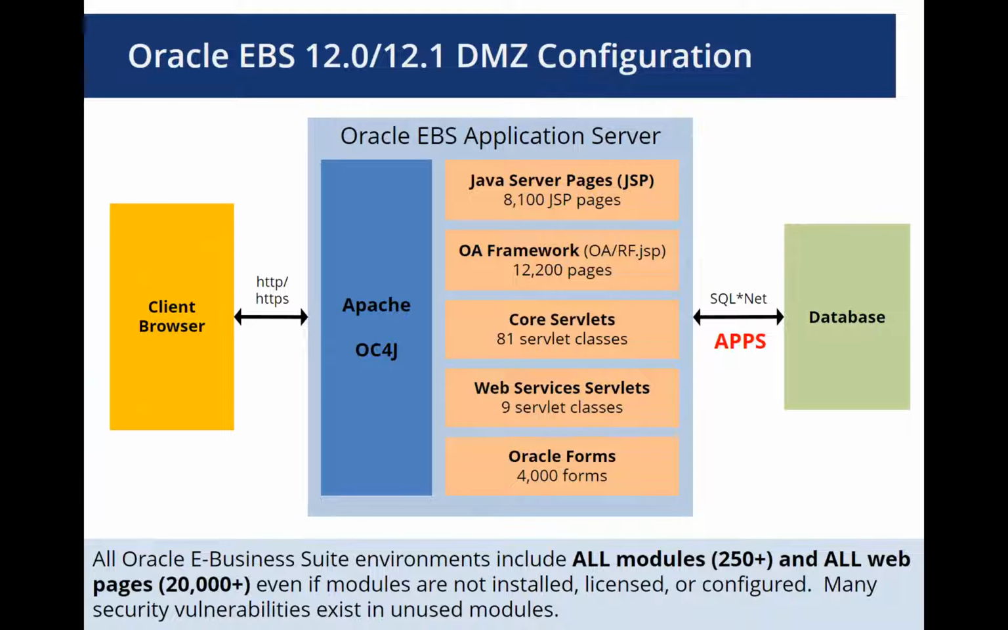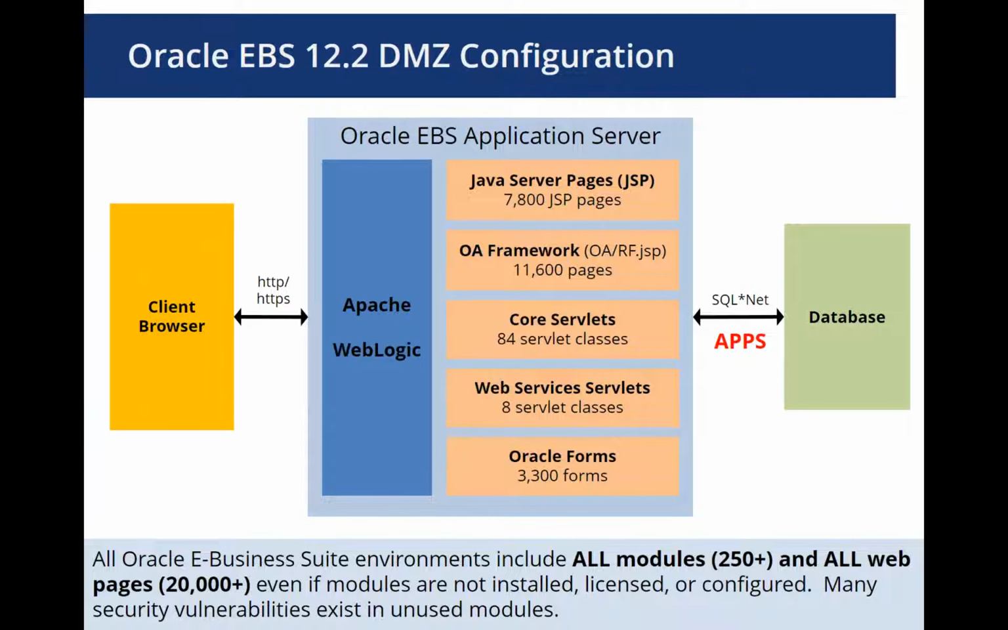This diagram here is for Oracle EBS Suite 12.0, 12.1. So again, about 20,000 web pages here. The screen did change, so now this is actually Oracle EBS Suite 12.2. The number of pages has changed slightly. The ratio of OA Framework pages to Java server pages is slightly different. Oracle has also made a change in 12.2 to now incorporate WebLogic. But again, even if you're running 12.2, the same issues apply to any version of Oracle E-Business Suite.